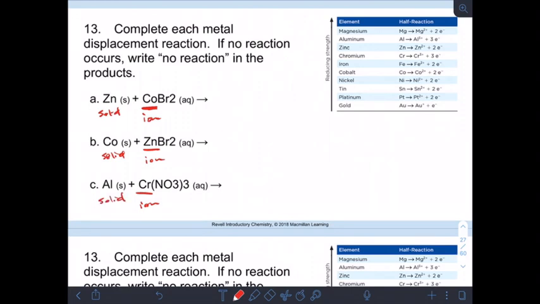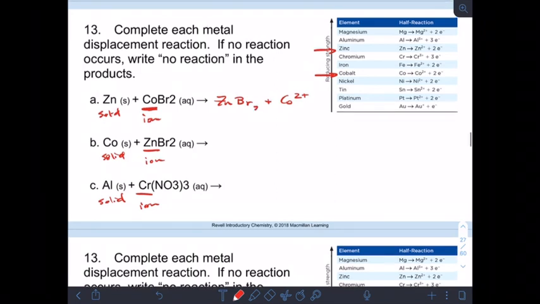So remember, if the solid is higher up on the table than the ion, a reaction will happen. So in our first one, we find cobalt ion is sitting right here. And if the metal is higher on the table, then a reaction will happen. So zinc will react with cobalt ions. So we're going to do a single displacement. So we end up with zinc with the bromine plus cobalt. And zinc is a 2 plus, so bromine has to have a 2.